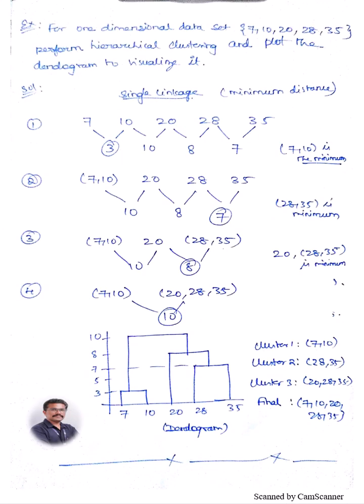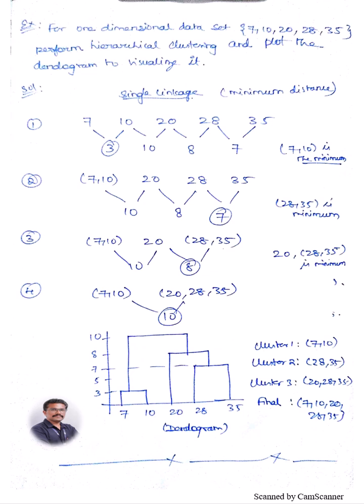Now we are going to see a simple example to understand hierarchical agglomerative clustering. Since we know it is a bottom-up approach, here we use the merging concept. First we consider each data point as an individual cluster, and we apply any one of the distance formulas: single link, complete link, or average link. In this example, we consider a one-dimensional data set: 7, 10, 20, 28, 35. We have 5 data points as input. We have to perform hierarchical clustering and plot the dendrogram to visualize it.